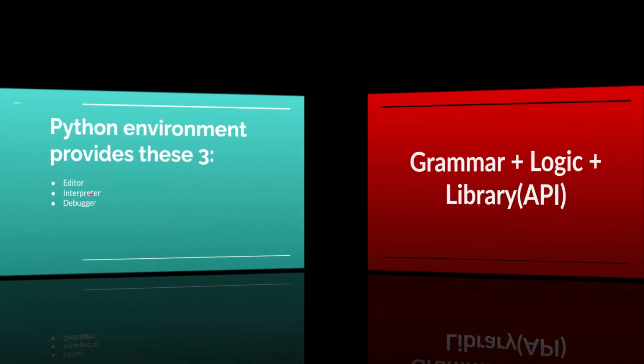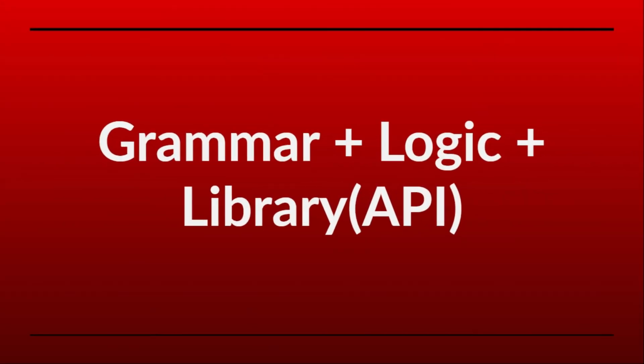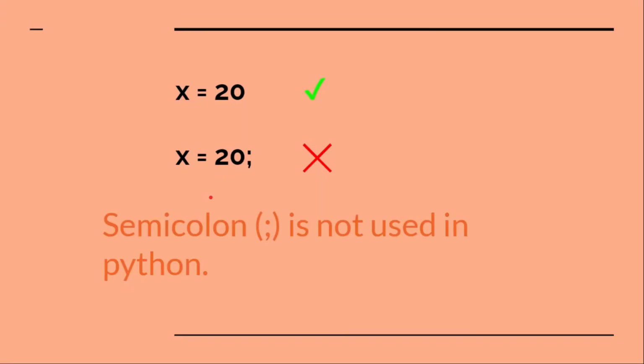Every language is written with the combination of grammar, its logic, and most important, the library or the API, that is Application Programming Interface. If you have already learned some language previously, then you must have used a semicolon to terminate a sentence. Remember, in Python, semicolon is not used.